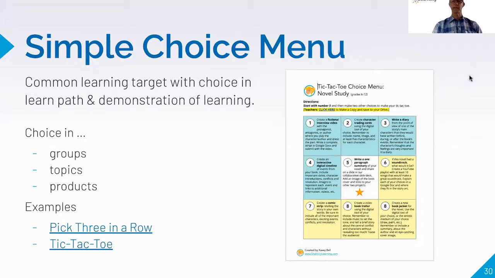But in this case, in the tic-tac-toe, in the middle, it says write one paragraph summary of your novel and share on a slide in our collaborative slide deck. Everyone's going to do that. Okay, that's going to be your final outcome, but you're also going to be doing these things around there, and you get to choose what those might be.